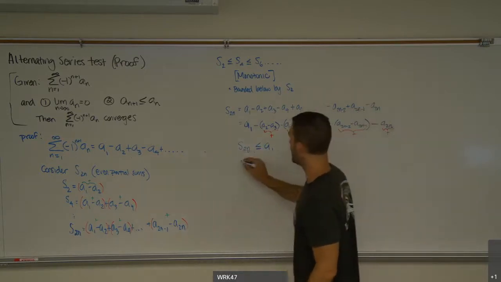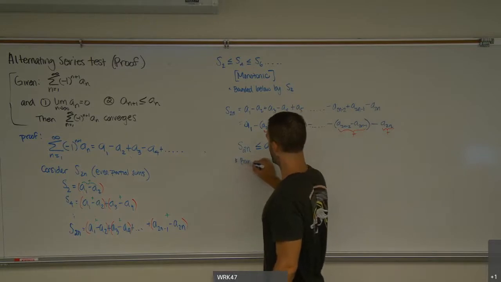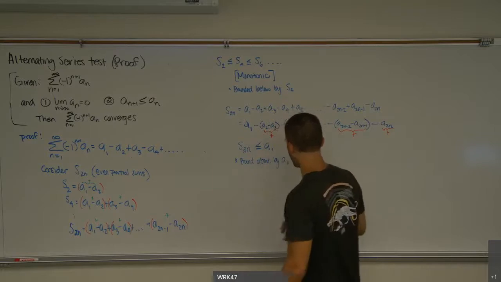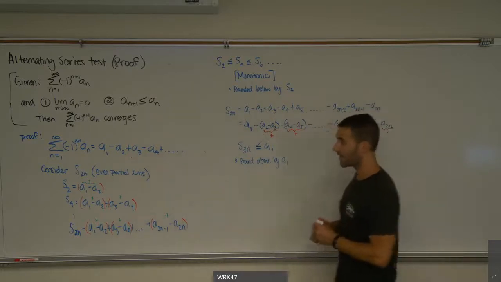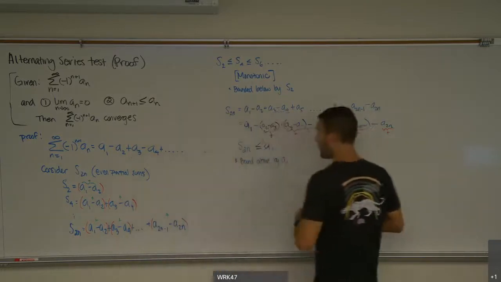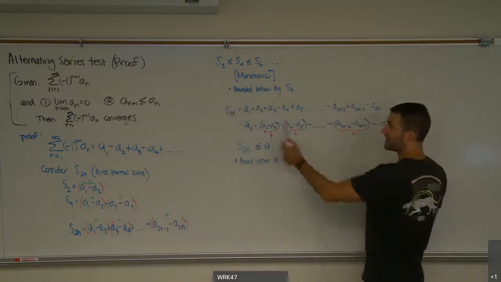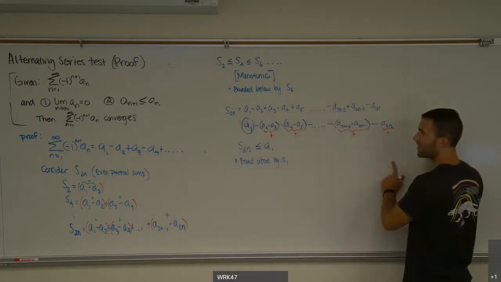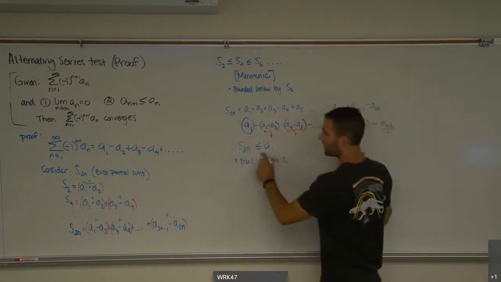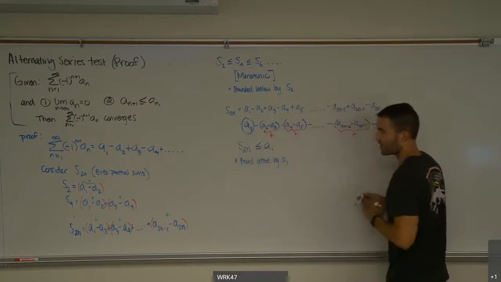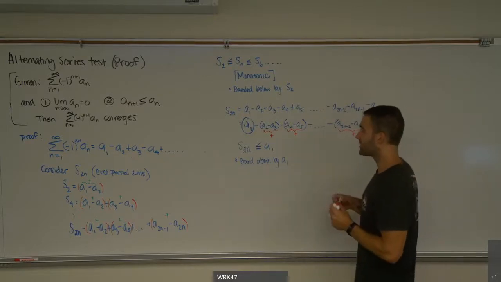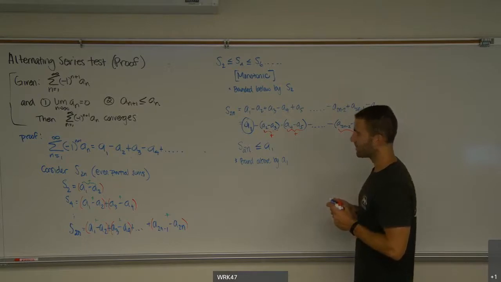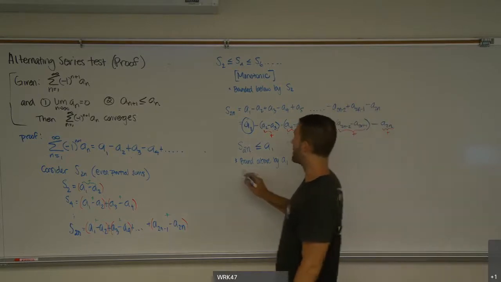So it is bounded above by a1. It's bounded below by a1 minus a2, and is bounded above by a1. All right, this even partial sum is a1 minus a bunch of positive things, and therefore is smaller than a1. Worst case, these are all 0, so it's less than or equal to a1. And so it's bounded above by a1, it's bounded below by S2. So I have a bounded monotonic sequence.